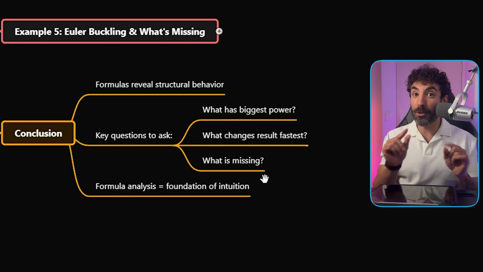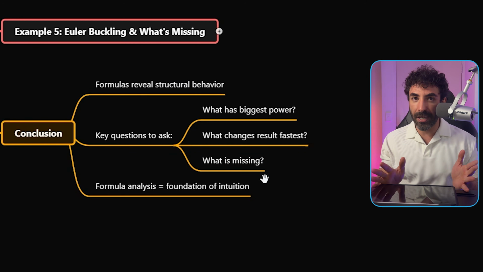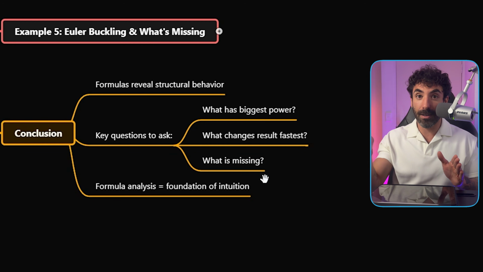And also, a lot of optimization in structural engineering should start exactly there, by reading the formula. Even before changing the model, before changing the section, before changing the material, look at the formula first. That is often where intuition starts, and that is also where better engineering judgment starts.